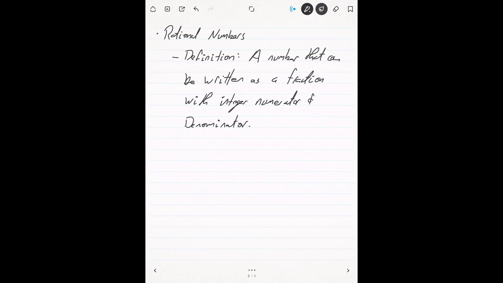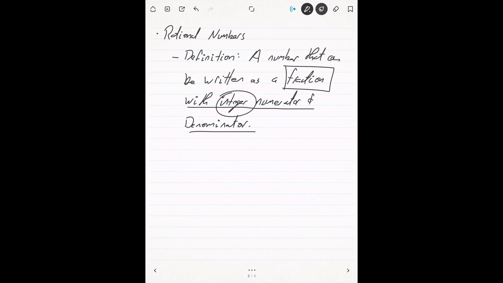So let's review what that means. A rational number is a number that can be written as a fraction. But I provided a little more information here. It can be written as a fraction, and that's key, but this fraction has to be in a specific format. This format says you need to have integers for the numerator and denominator. As we're trying to define a rational number, we should probably define what an integer is.